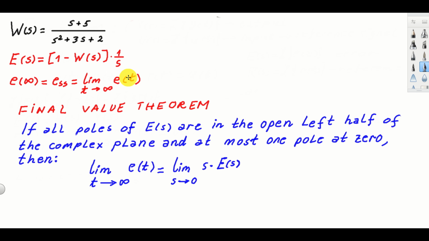And the final value theorem will tell you that the steady state value of the control error is simply computed as the limit value when s goes to 0 of s multiplying capital E of s. That is, we can simply compute the steady state value without actually going back to the time domain. So let's apply the final value theorem to this problem.